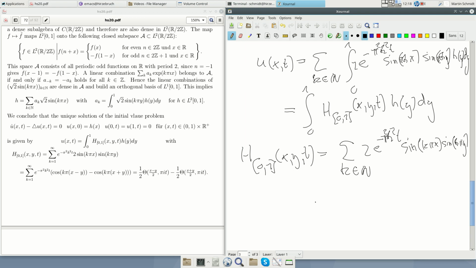Now again, we may write this by the addition formula. We may write this as exponential of minus pi squared k squared t times cosine of k pi times (x minus y) minus cosine of k pi. No, maybe I write it.